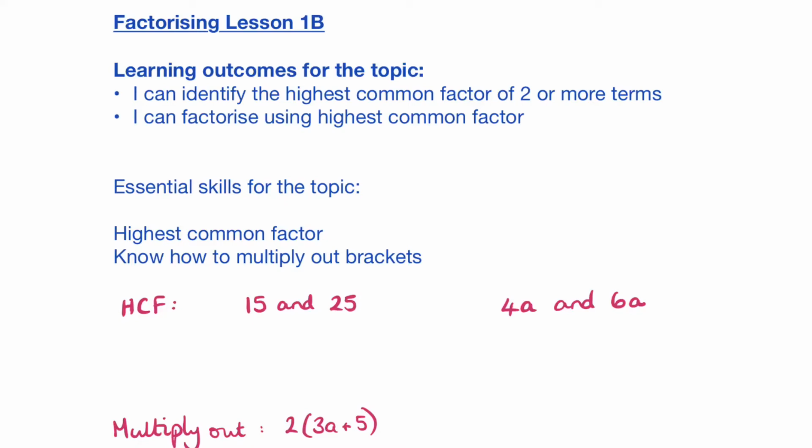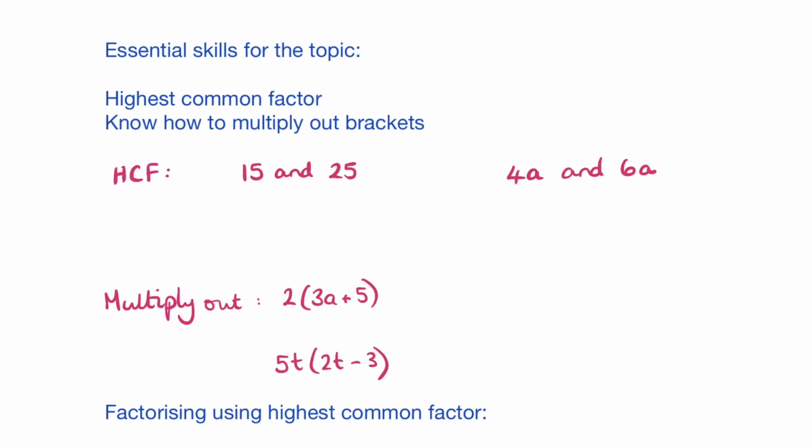Hello, we're on to our next lesson on factorising now, and we're going to start by recapping what we did last lesson. So first of all, our learning outcomes for this topic are: I can identify the highest common factor of two or more terms, and I can factorise using highest common factor. So we don't have a big long list there, but remember the essential skills that we need to be able to do this are being able to find the highest common factor and knowing how to multiply out brackets. So a quick recap on that before we go over again how to factorise.